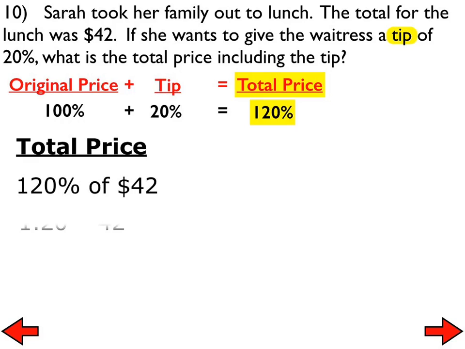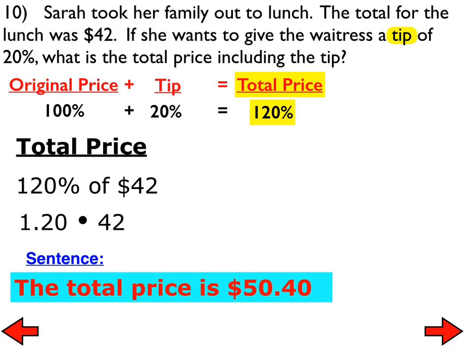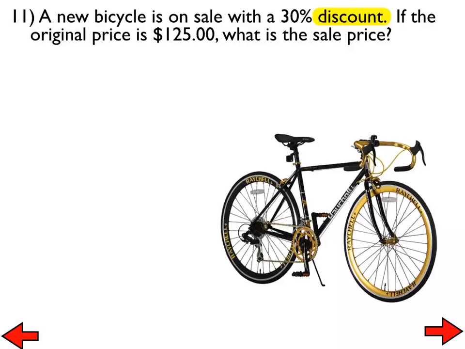So in this case, the fastest way is 120% of 42. If you did a proportion, 120 over 100 equals x over 42. But regardless of the method, the total price is $50.40. And then number 11, a new bicycle is on sale with a 30% discount.